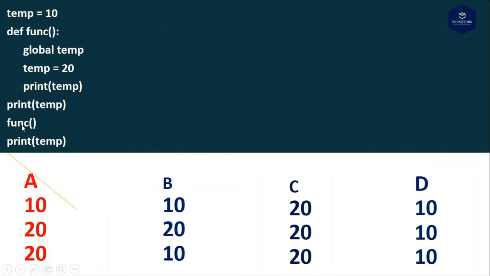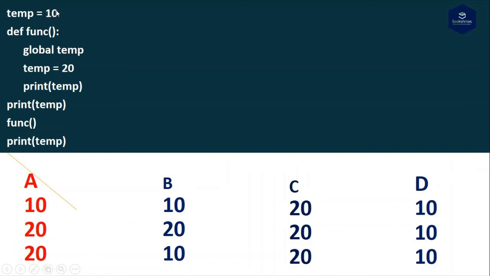Then after that, I'm calling the function. In that function call, the temp variable is declared as global. Global means it acts even after the function, or outside of the function. It acts like a global only. It means it affects the global temp variable also. So here I'm modifying the temp variable, then printing here. Again, after the function call, when it comes back to return here, I'm printing the temp variable again.